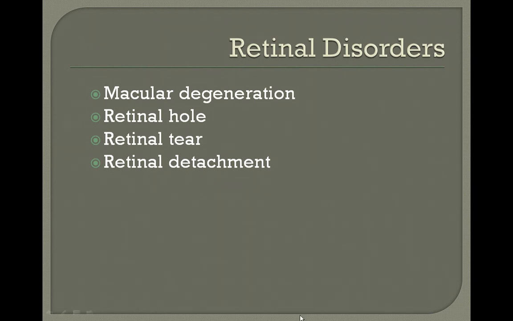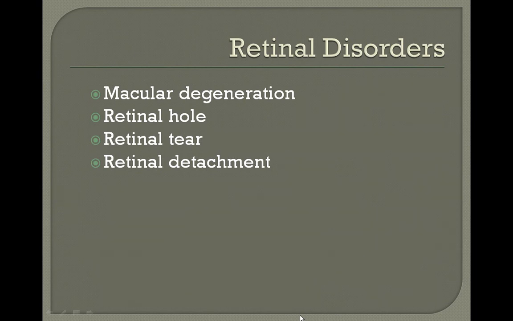Okay, macular degeneration. First, we need to talk about the macula. And so the macula of the eye is the area of central vision. The macula is the optical center of the retina. And so the macula is the area of the retina that provides sharp central vision. It receives light from the center of the visual fields. Okay.